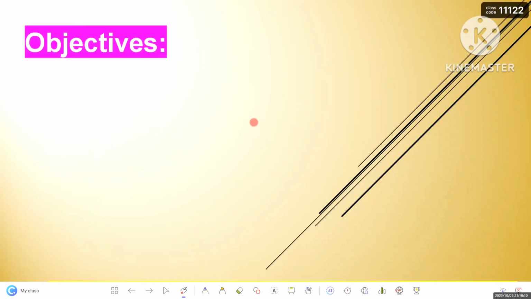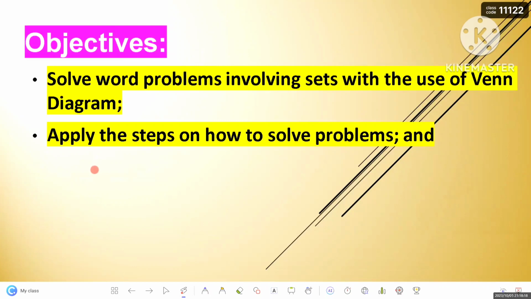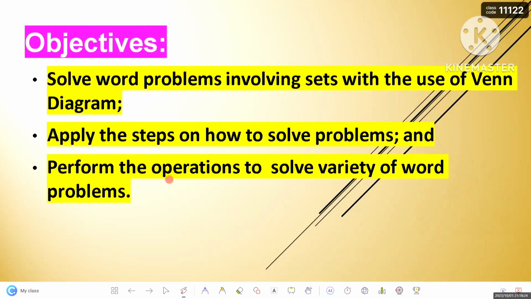The objectives: Number 1, solve word problems involving sets with the use of Venn diagram. Number 2, apply the steps on how to solve problems and perform the operations to solve a variety of word problems.